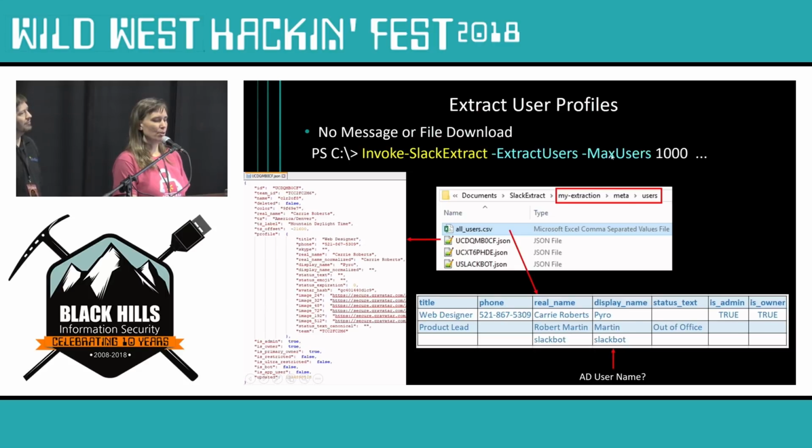In this example, I changed the limit for max users to 1,000 from the default of 100,000, I think. If we ran this, inside our My Extraction folder metadata directory, there's a users folder. Inside there is the JSON file for each user, and you can see that on the left. You see details about the user: their display name, their phone number, their email address, their job title, if they've entered it in their profile. And then it also rolls that up into allUsers.csv.